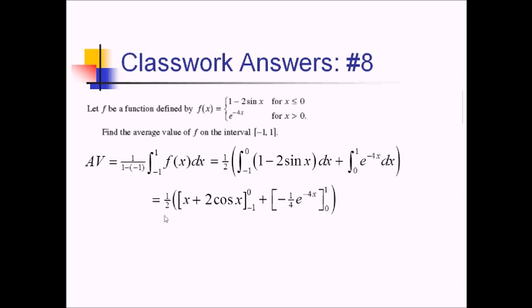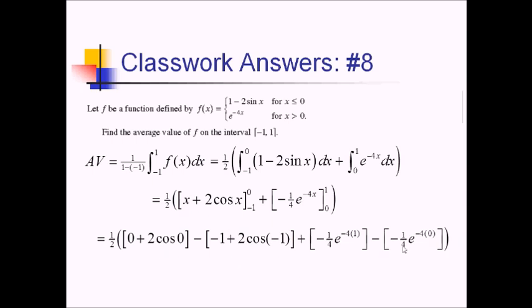All right, so I still have my 1/2, and now I'm going to plug 0 into this stuff, so 0 plus 2 cosine of 0, minus all this stuff with negative 1 plugged in. And over here, I've got this stuff with 1 plugged in, minus this stuff with 0 plugged in. And this is just a big mess. If I wanted to, I could try simplifying it. I mean, 0 and 2 cosine of 0, that doesn't look too hard to simplify.